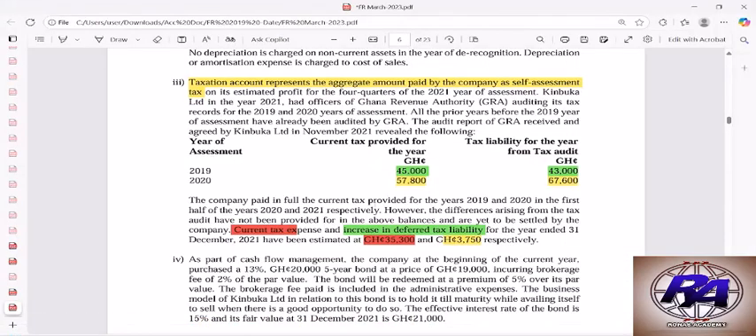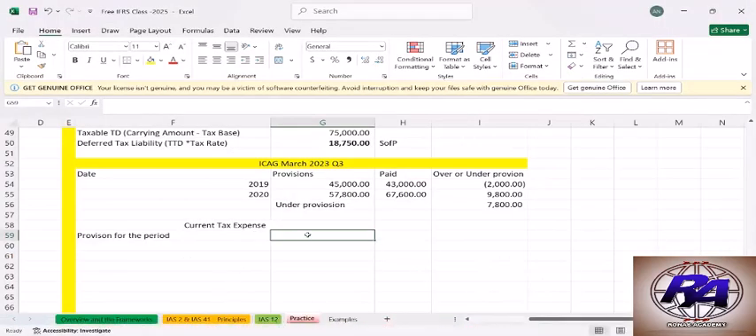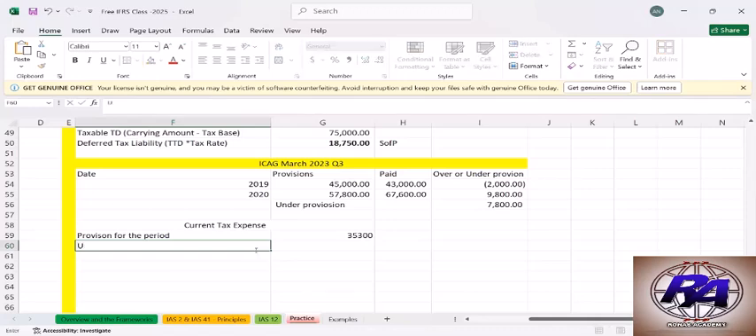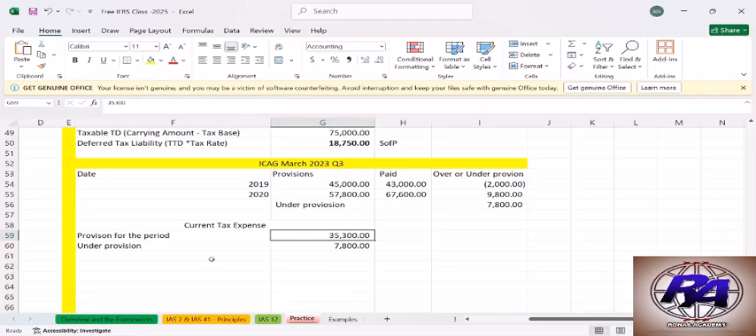So we are looking at 2021. The provision they made is 35,300. Then we add our under provision. Remember, we add under provision and we less over provision. So we are going to add our under provision here, which is the 7,800. So this is going to be our total tax expense.